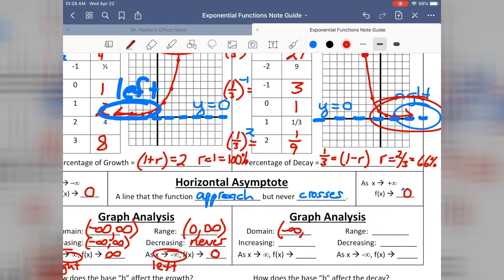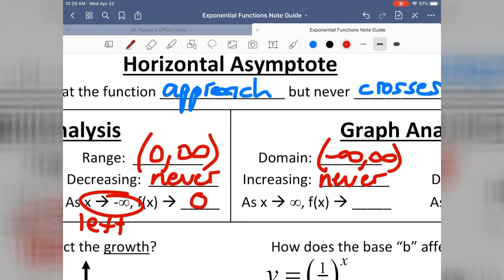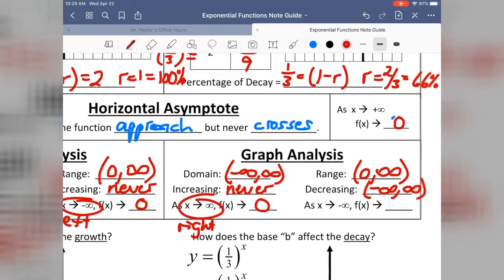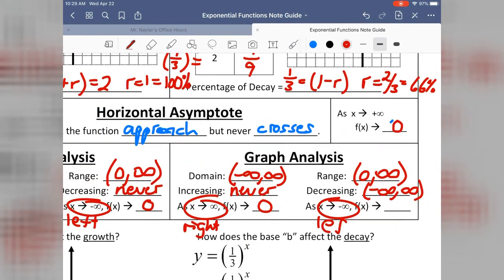You should have discovered that the domain was the same. You can plug any number you want in for x. The range is also the same. The graph is always greater than 0. This graph is never increasing because it's always decreasing because the base is less than 1. Now here, if you look at the right side of the graph, it was approaching the asymptote of 0. But if you look at the left side of the graph, it was going up to infinity.